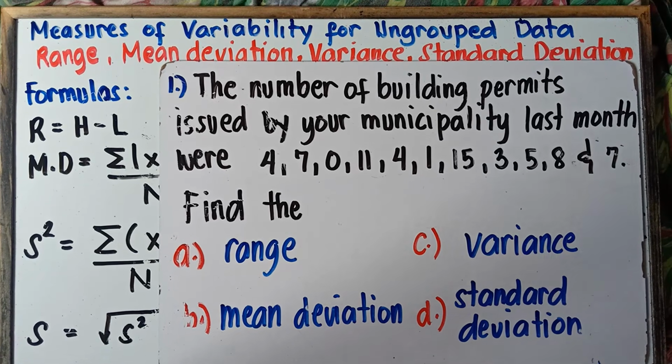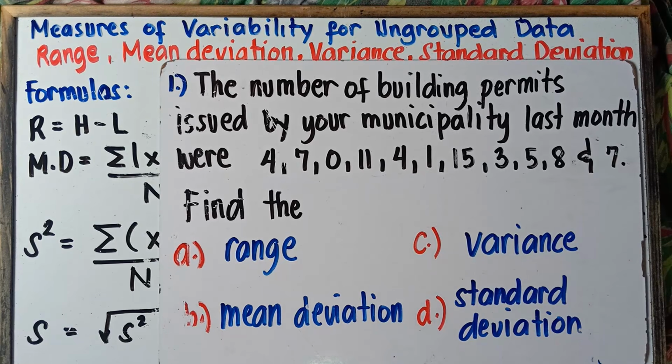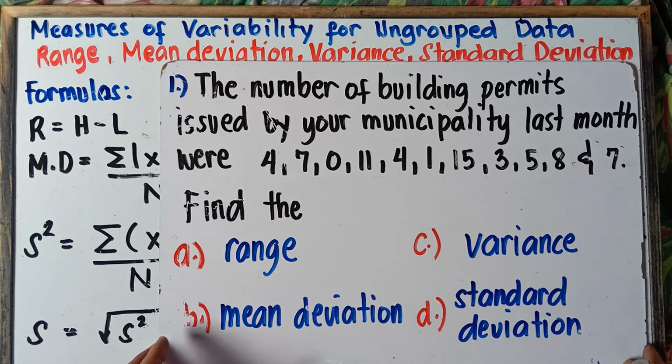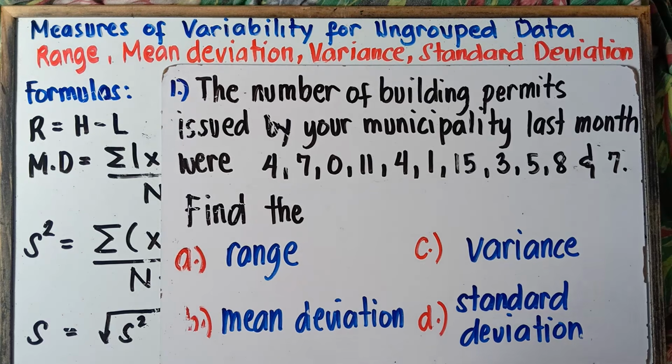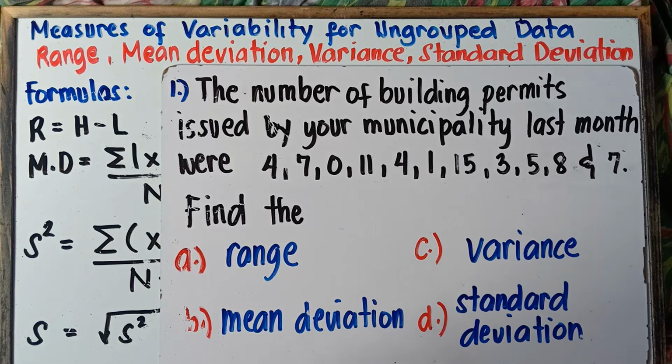Our topic for today's class is all about measures of variability for ungrouped data, and we're told to find the range, the mean deviation, the variance, and then the standard deviation. So without further ado, let's do this topic. I will give you two examples so you can really understand this, and we'll be answering this step by step.